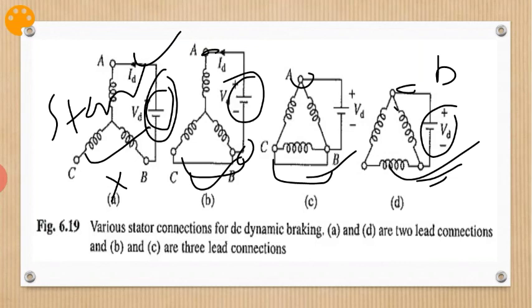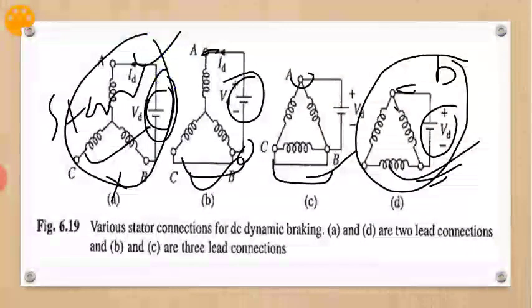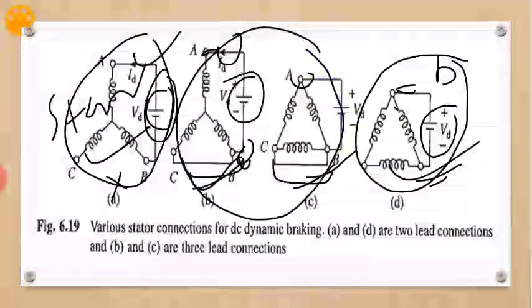So A and D is a 2-lead connection, whereas B and C is 3-lead because C and B is shorted, here also shorted, and between A and B the supply is connected. So these two are the 3-lead connection.